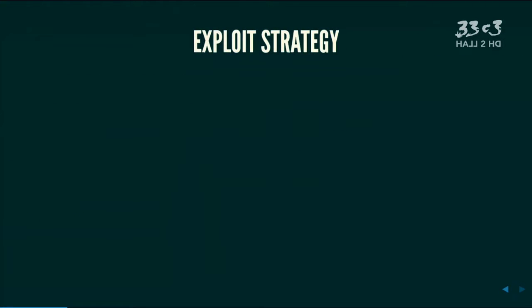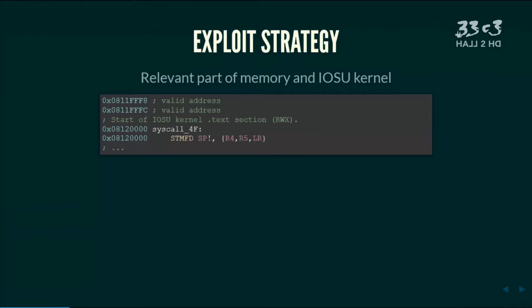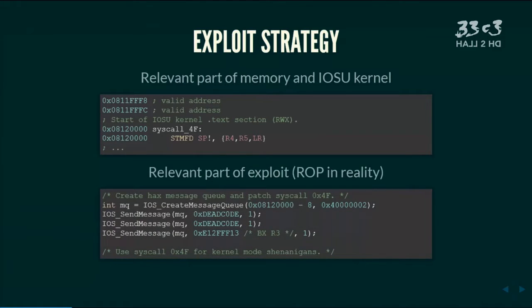So our exploit strategy, well, let's look at the relevant part of the IOSU kernel. So we see that kernel text starts at this lower address at hex 812. And conveniently for us, there is a syscall there. And the addresses before that are all valid. So we create a message queue starting at -8 bytes. And this magic hex 400 whatever 2 number. And from this point on, we just push 2 messages and then an ARM instruction to branch to R3. And what this does is it actually causes the start of the text section to be overwritten with branch to R3.